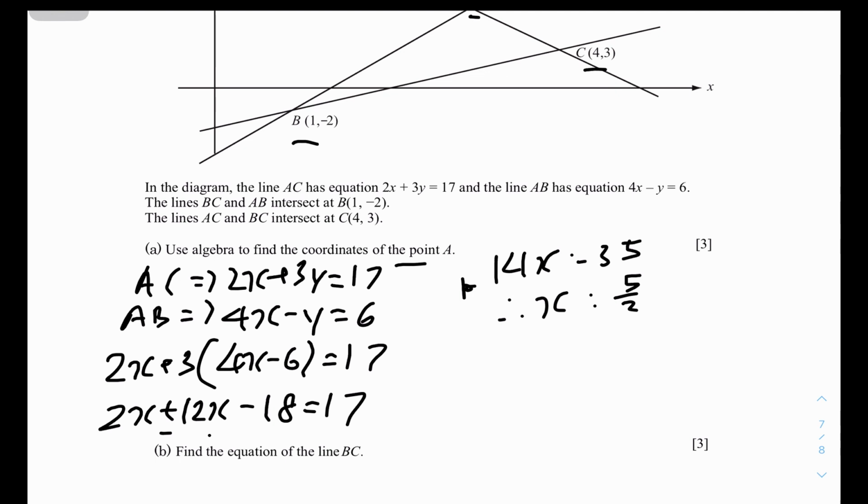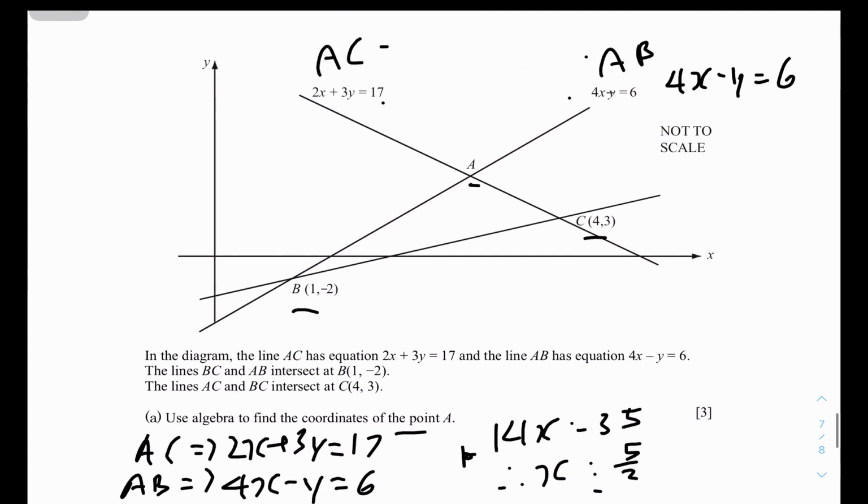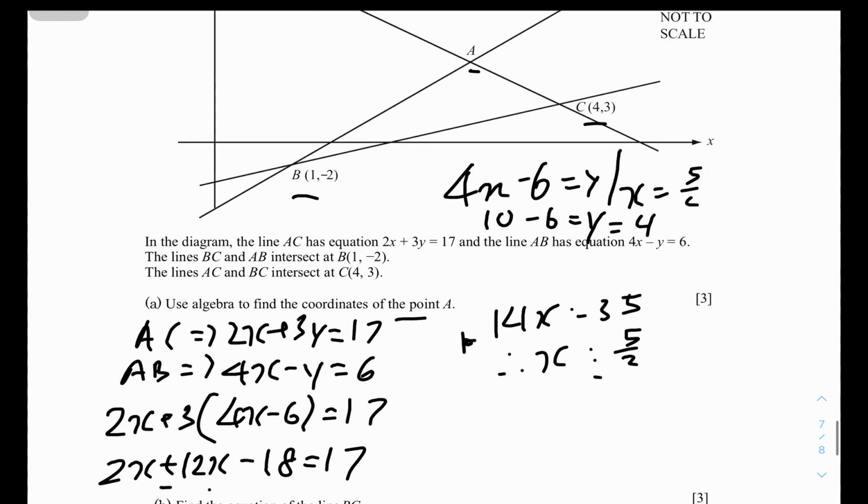And when we have the value of x, we can find y. Using this equation, 4x minus 6 equals y, where x is 5 over 2. 4 times 5 over 2 will be 10, and 10 minus 6 will be y, which is 4. And therefore the final answer for point A is (5 over 2, 4).